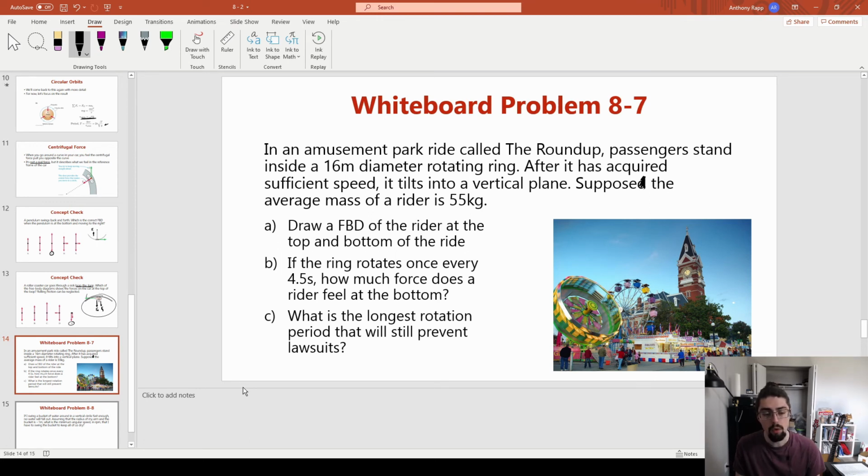What is B asking for? The normal force indeed. That is how much force you feel. And then finally, what is the longest rotation period? What is the slowest that we could be going that will still keep people in the ride from falling out? I'm going to say take the next 6 or 7 minutes to look at this one. And I'll step in here in maybe the next 3 or 4 and draw out what I imagine to be my free body diagram, and that way we're just all on the same page. But anyways, go ahead and get started on this.